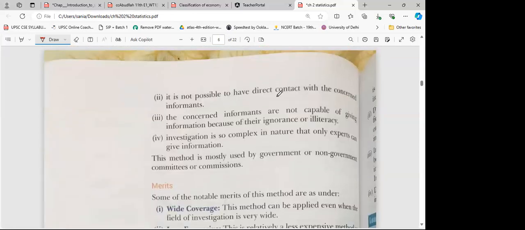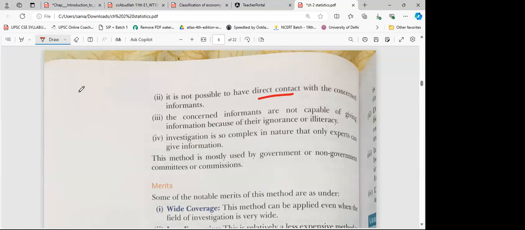Then it is not possible to have direct contact. For example, that person lives in America, so it's not possible to have direct contact. So you took the information from his family member. Then the concerned informants are not capable of giving information. For example, somebody is on bed rest or hospitalized. Of course, they are not capable of giving you the information, so you will ask their friend or family member. Or for example, they are illiterate and don't understand your language. They only know their local language. So that's a problem. Or the investigation is so complex in nature that only an expert can give information.